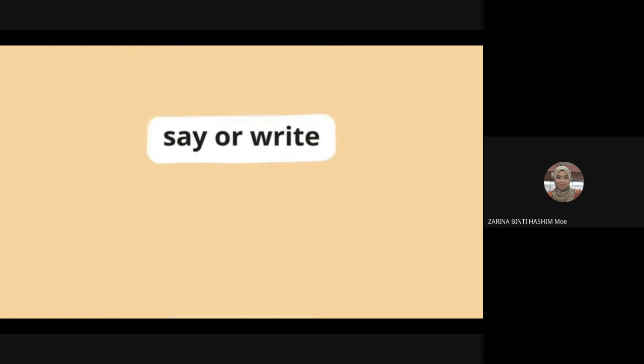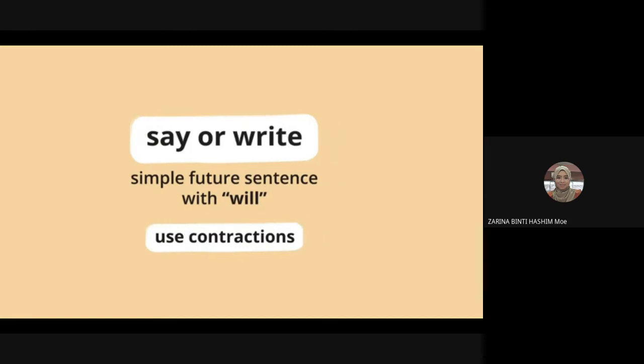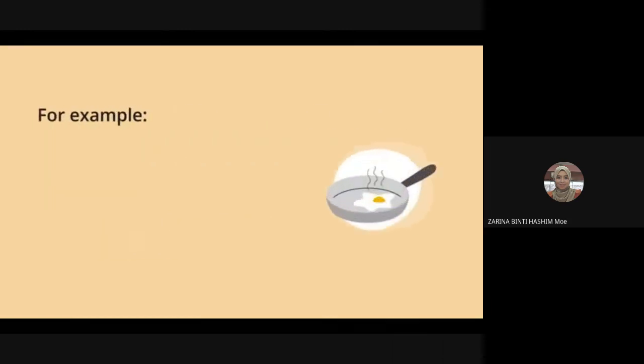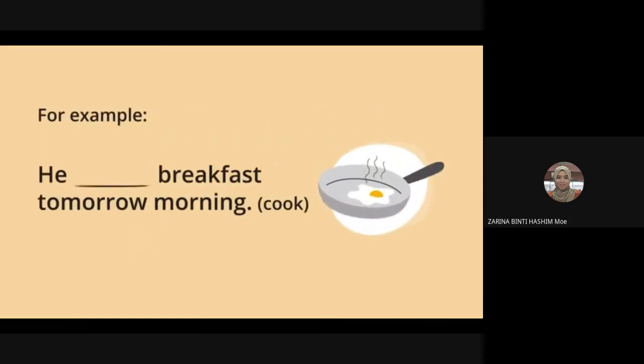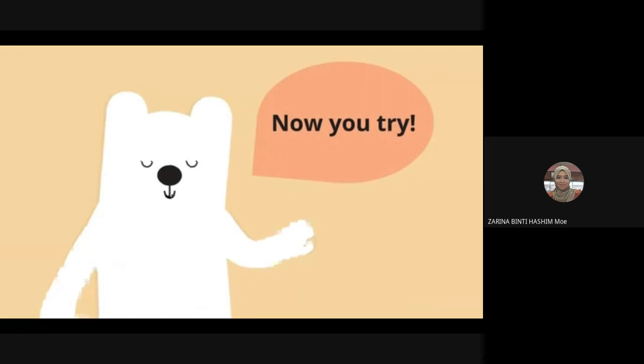Look at the picture and say or write a simple future sentence with will. Use the contracted form. For example, he'll cook breakfast tomorrow morning. Now you try.